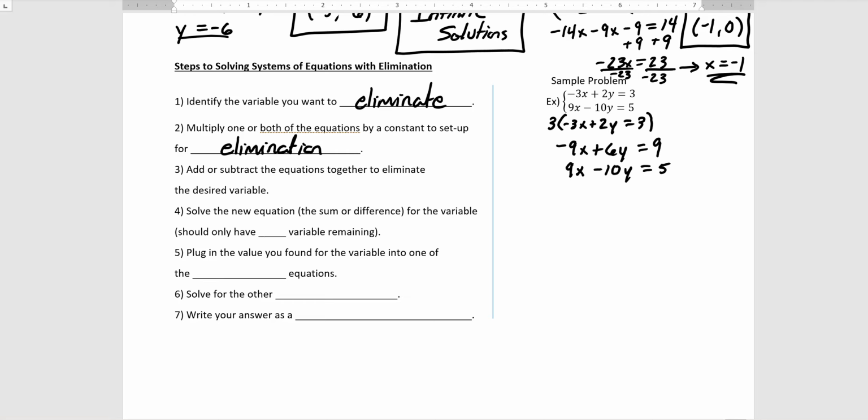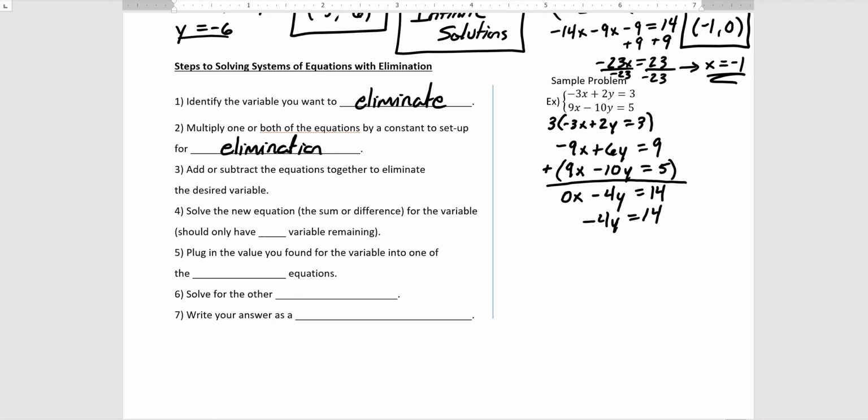And then the next step is to add or subtract the equations together to eliminate the desired variable. In this case, we're eliminating x. So would I add or subtract negative 9 and positive 9 to eliminate them? I would add, because negative 9 plus 9 is 0. So I'm going to add this together. I'm just going to do this vertically. Negative 9x plus 9x gives me 0x. 6y plus negative 10y gives me negative 4y. And 9 plus 5 gives me 14. Notice here, 0x, 0 times x is just 0. I'm left with only negative 4y equals 14.